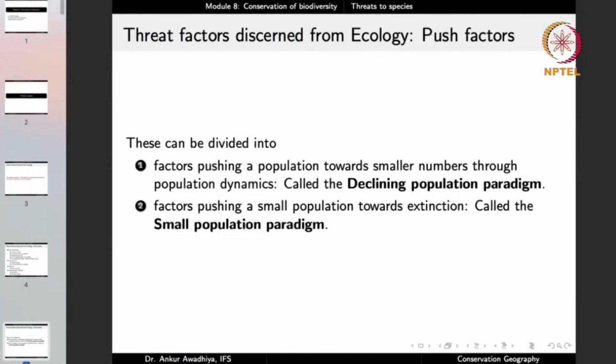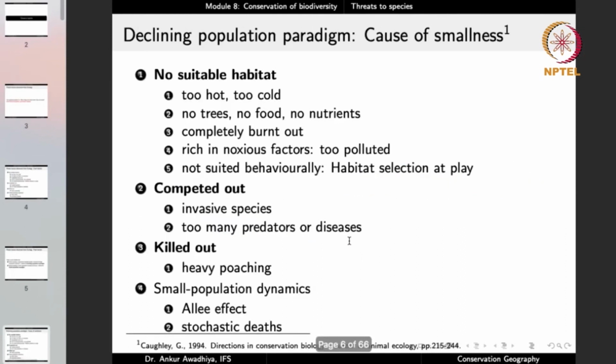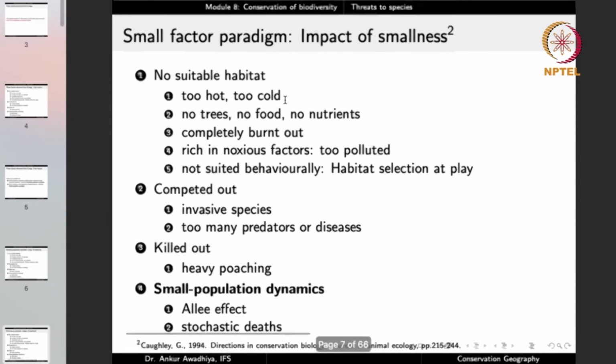Now, the push factors can be divided into those factors that push the population towards smaller numbers through population dynamics, and these are called the declining population paradigm. So in the case of the declining population paradigm, the population size is declining, it is reducing. Or factors that push a small population towards extinction, called the small population paradigm. So when we talk about these factors 1, 2 and 3, these are the declining population paradigm. They push a population towards smaller numbers.